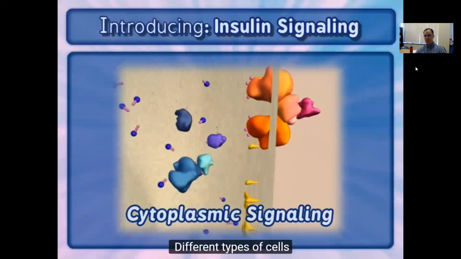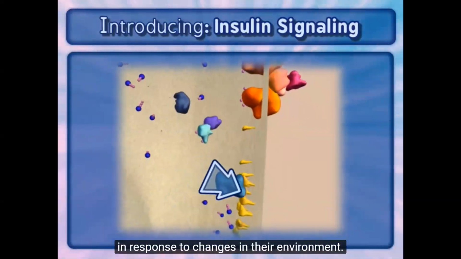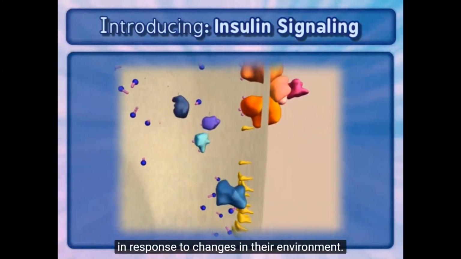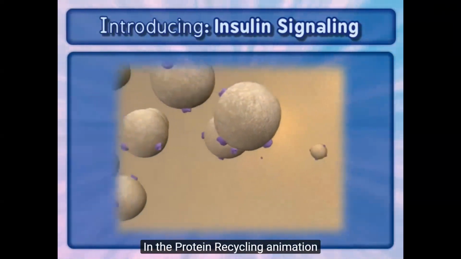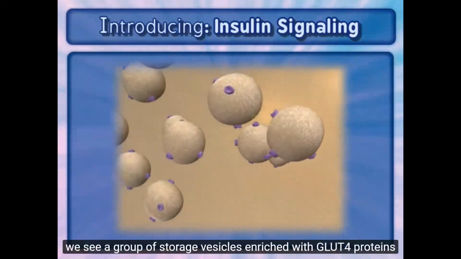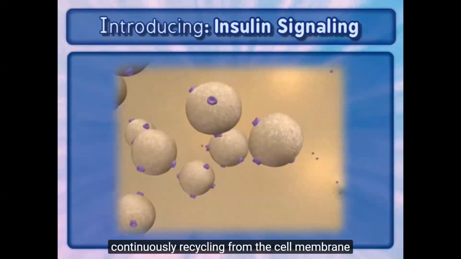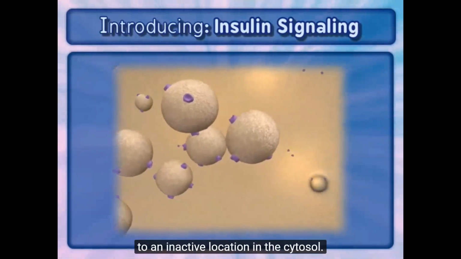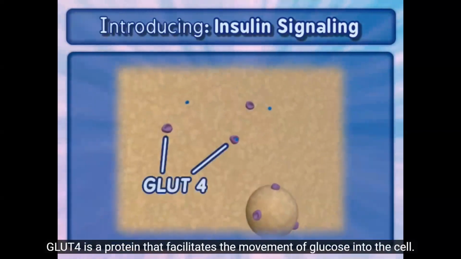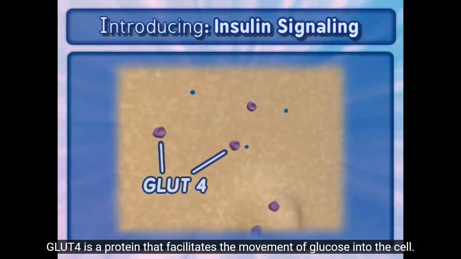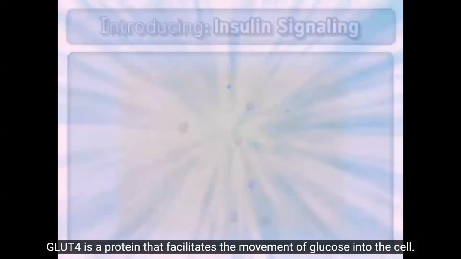Different types of cells perform similar signaling steps in response to changes in their environment. In the protein recycling animation, we see a group of storage vesicles enriched with GLUT4 proteins continuously recycling from the cell membrane to an inactive location in the cytosol. GLUT4 is a protein that facilitates the movement of glucose into the cell.